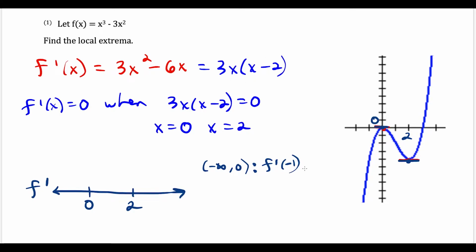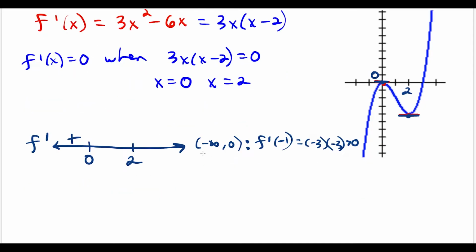I have 3 times -1, which is -3, times, and then I have -1 minus 2, which is also -3. And then if we multiply those, that's going to be greater than 0. That's going to work out to positive 9. So on the first interval here, I can mark a positive. So now if we continue here, let's look at the second interval from 0 to 2.